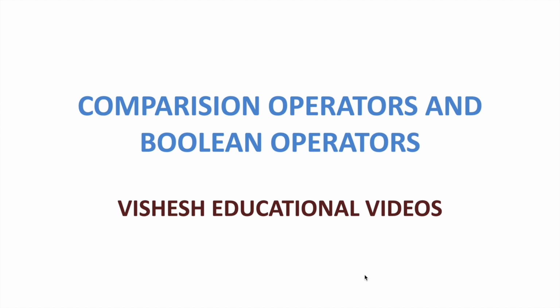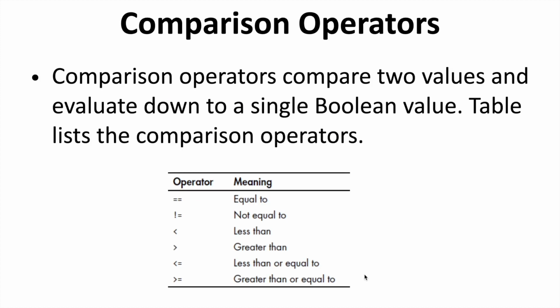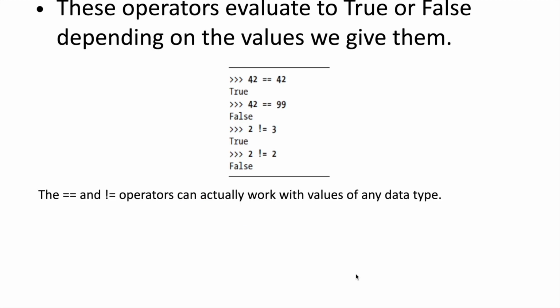So let me begin the explanation of comparison operators and Boolean operators in Python. So comparison operators. As the name suggests, comparison operators compare two values and evaluate down to a single Boolean value, right? So for example, you can see here, 42 equals 42, it's a comparison operator, right?